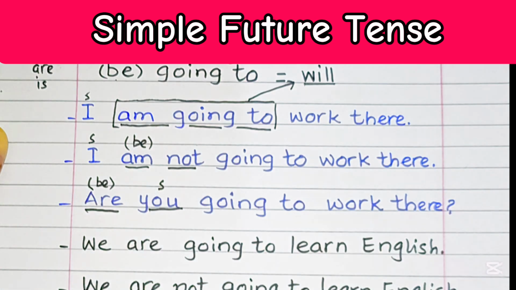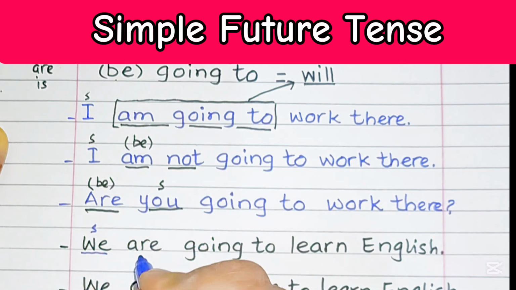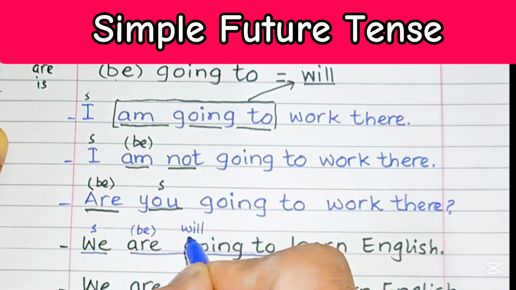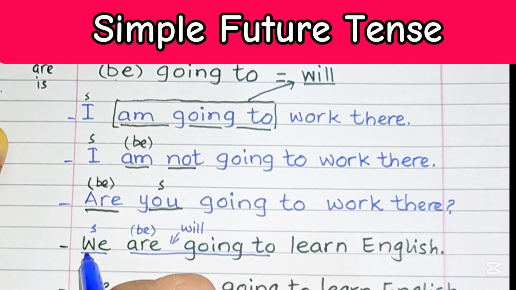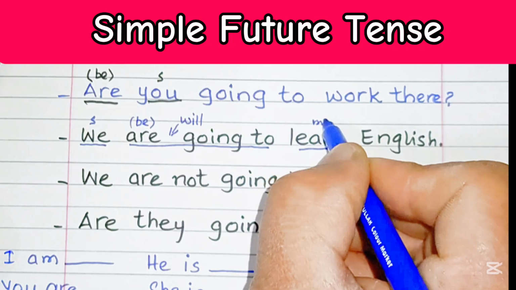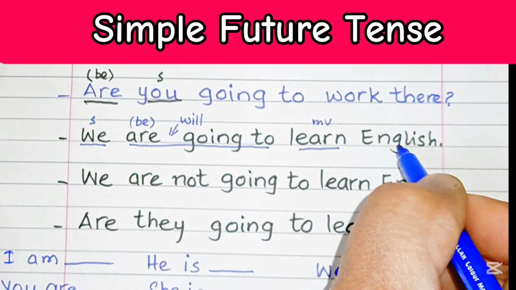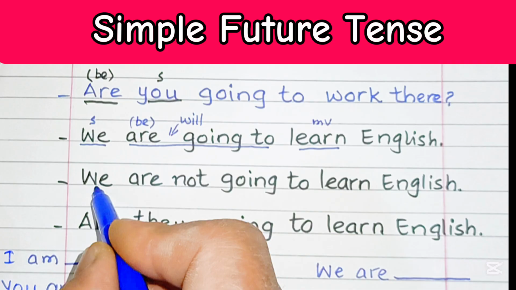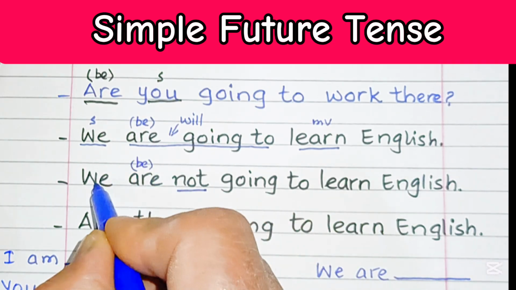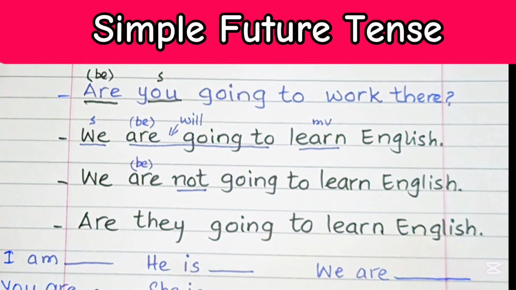Another sentence is, we are going to learn English. This is the subject in this sentence, and this is the be verb, be going to. So are going to is equivalent to will. We are going to learn English. So this is the main verb in simple form. We are going to learn English. To make negative, add not just after the be verb over here. We are not going to learn English.